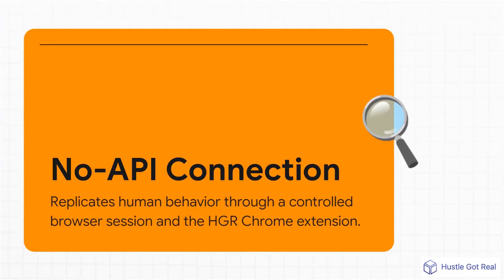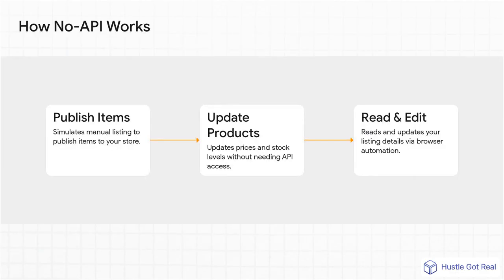So, how does this thing actually work? Is it some kind of secret backdoor? Nope, not at all. It's way cleverer than that. The system literally just mimics what you would do. It opens up a browser, logs into your account, and just clicks around exactly like a real person would, all automated through a simple Chrome extension. And this system handles the big three, the most important tasks you have. It can publish new items for you by automatically filling out all those boring listing forms. It's constantly checking your suppliers to keep your prices and stock levels perfectly updated, and it can even go in and read or edit your existing listings if you need to make changes. Basically, it's doing all the heavy lifting, so you don't have to.